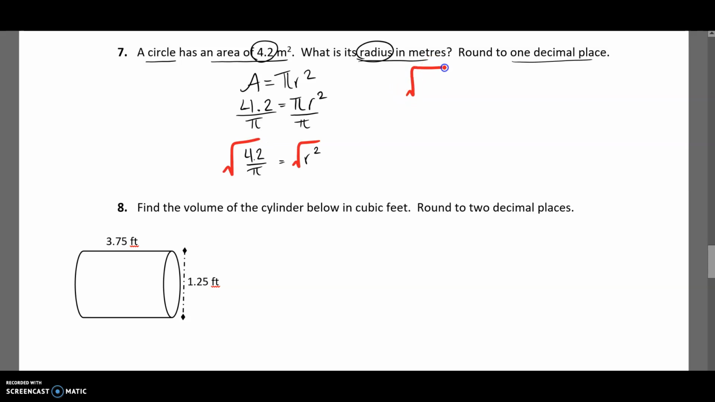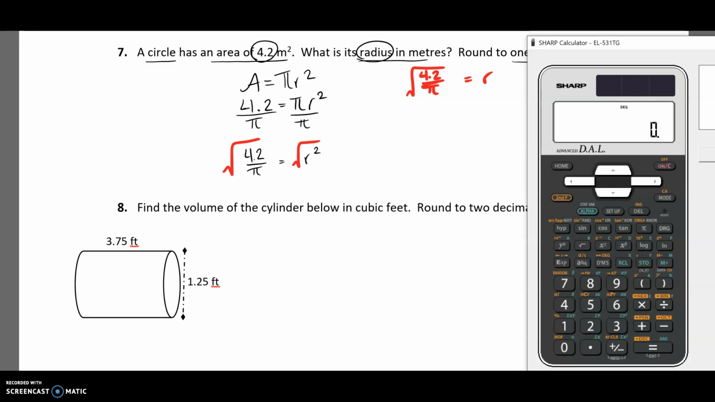So for the rearrangement, that gives me the square root of 4.2 divided by pi equals r. So I'm going to put this all into my calculator at once. My square root, and then 4.2 divided by pi is all under the square root sign, so I'm going to put that in brackets on my calculator. 4.2 divided by, and I'm going to make sure to use the pi button. I'm not going to use the rounded value 3.14. So divide by pi, close the bracket, equals. So my radius is 1.15624, or rounded to one decimal place, 1.2 meters.